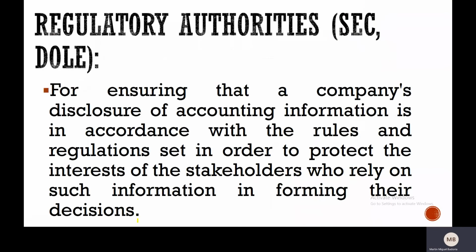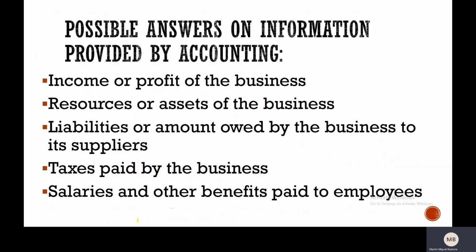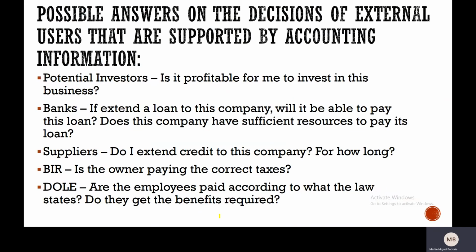And regulatory authorities, yung SEC, DOLE, and etc. for ensuring that the company's disclosure of accounting information is in accordance with the rules and regulations set in order to protect the interests of the stakeholders who rely on such information in forming their decisions. So what kind of information do users need that can be answered by accounting? We have the possible answers of information provided by accounting. We have number 1, income or profit. Number 2, resources or assets. Number 3, liabilities or amount owed by the business, the taxes, and the salaries and other benefits paid to employees.